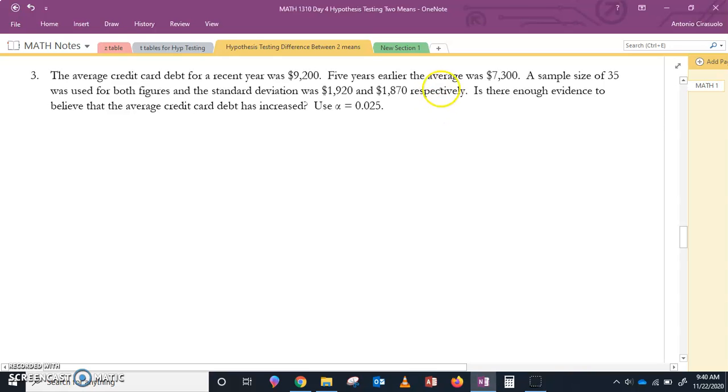So let's just make sure that we understand, respectively. That means that the order is maintained. So the 9,200 is associated with the first, and the second is the 1,870 for the 5 years earlier. Now, with that said, first we're going to state the hypotheses.